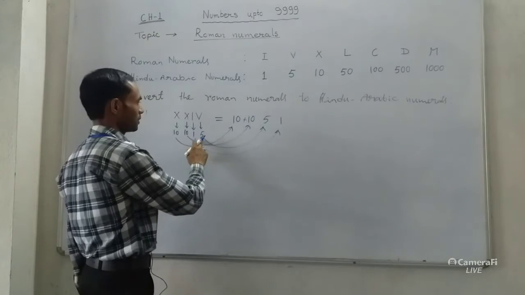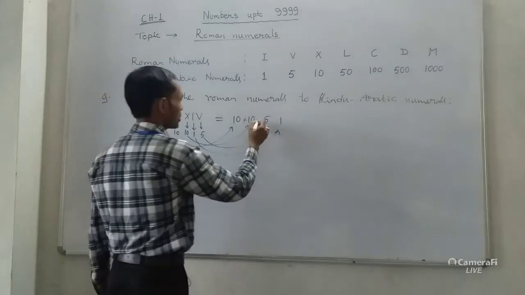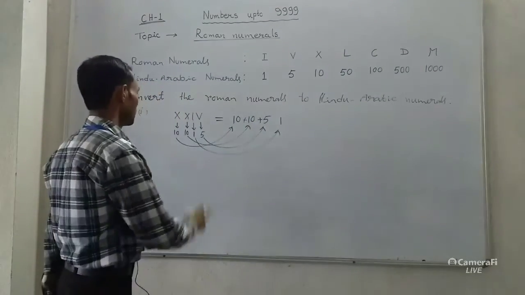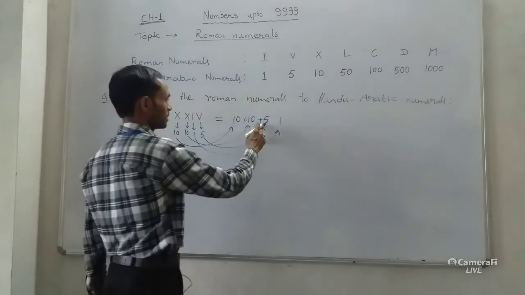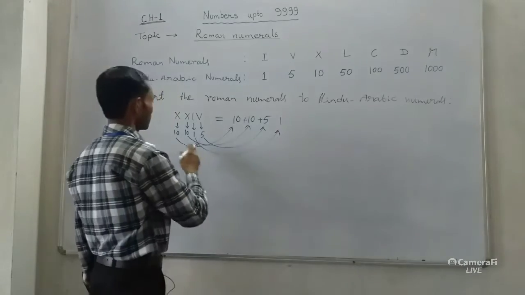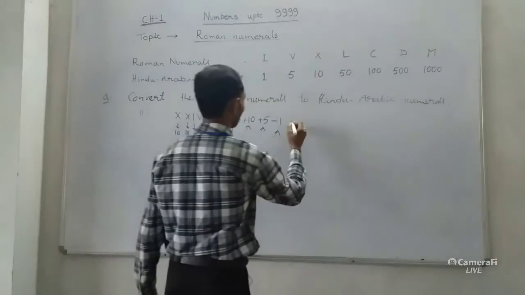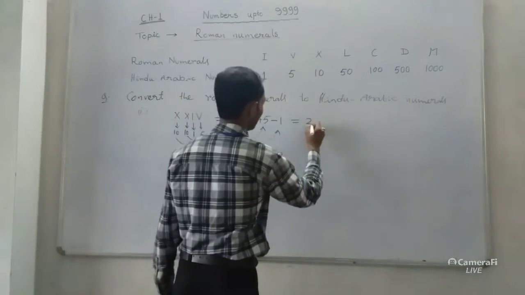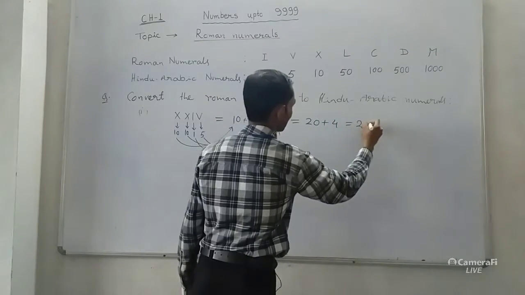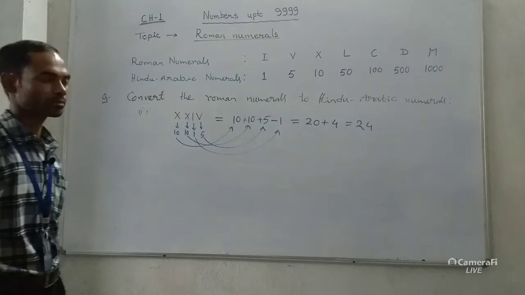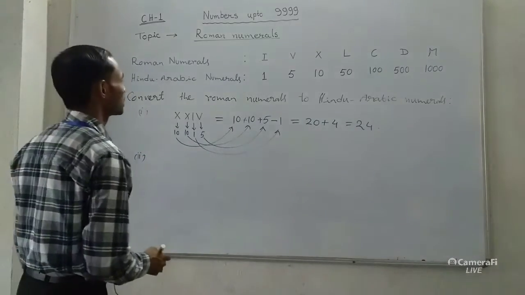Now 5 is coming and 5 was after 10, that is on the right side of the greater value, so there will be addition again. But 1 lies on the left side of the smaller value 5. After 5 there is 1, but 1 lies on the left side of 5, so there will be subtraction. Now calculate: 10 plus 10, 20, and plus 5 minus 1, 4. So we get 24. Let us take another example, converting Roman numerals into Hindu Arabic.